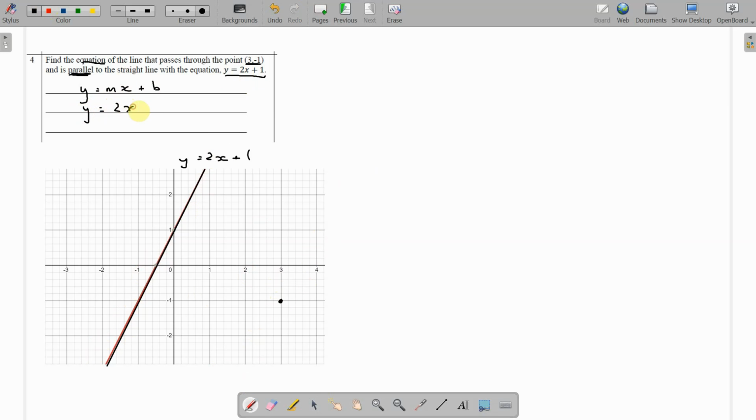y = 2x, but it can't be plus 1 because otherwise it would be the same line. It's got to go through this point here, so the plus 1 is different. So because we don't know what this next part is, we put plus b.